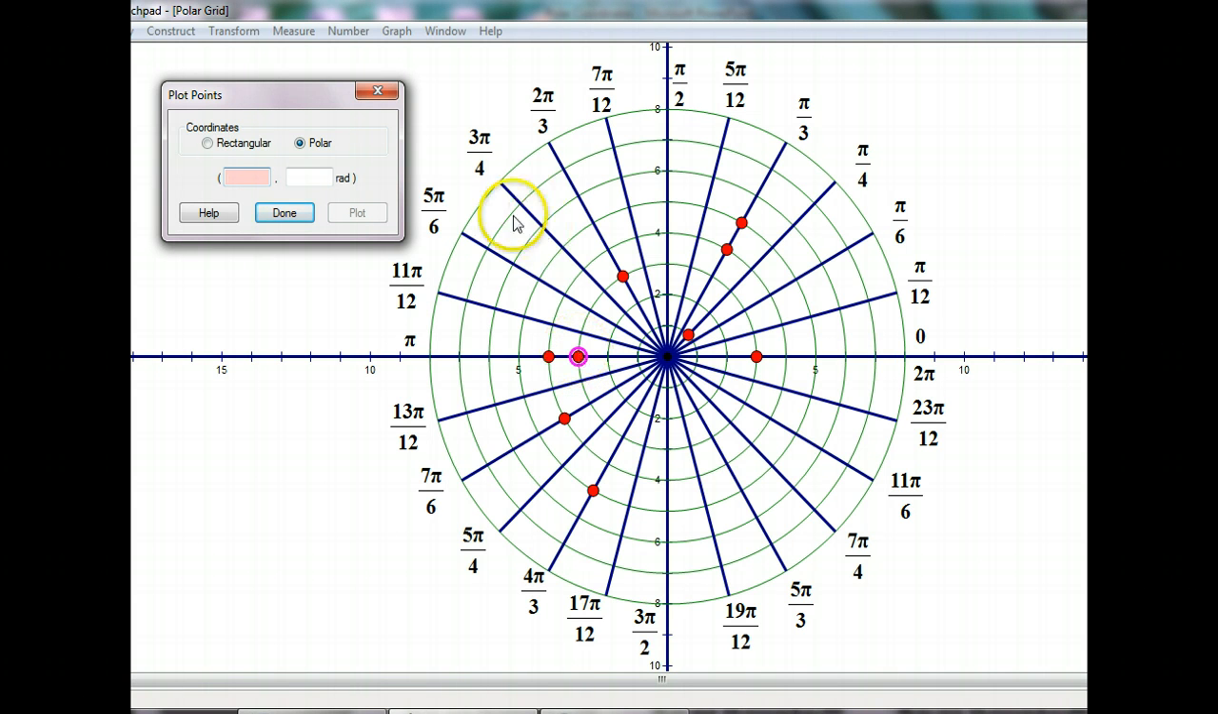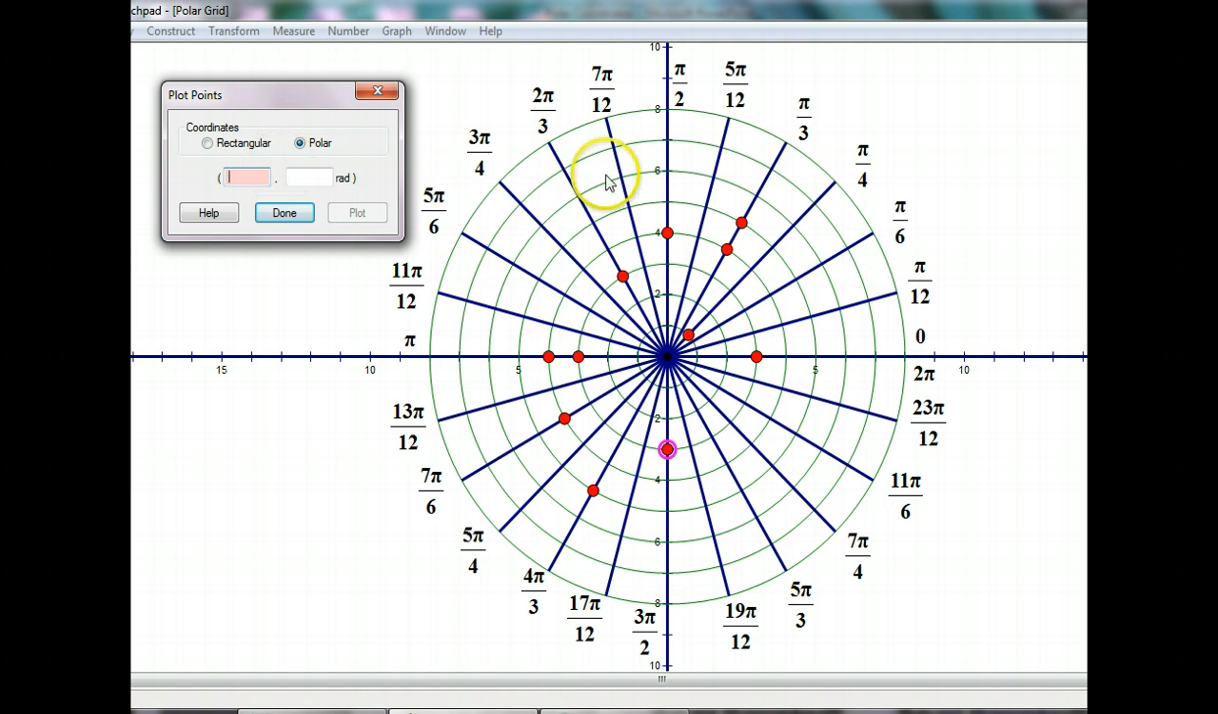To get on the vertical axis, you're going to use pi/2 or 3 pi/2. So let's say we did 4 and pi/2. That's going to put us right on the pi/2 line. And if we did something like 3 and 3 pi/2, that's going to put us on the other side of the pole there.